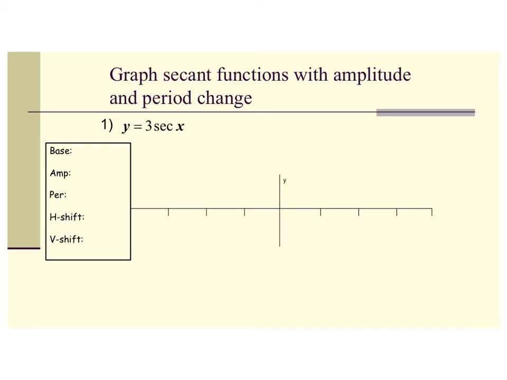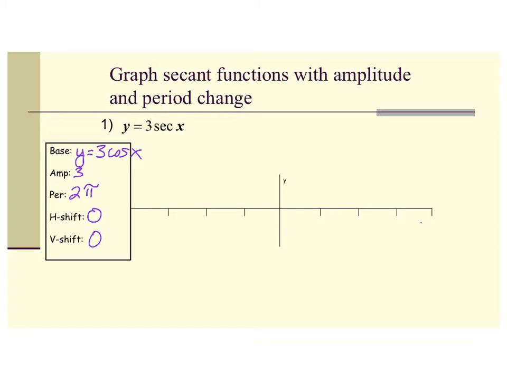All right, so graph secant functions with an amplitude and a period change. For these you need to tell me what the base function is. In this case, the base function, the secant, is cosine. That's my base function. My amplitude is 3. My period is still 2 pi. My horizontal shift is 0 and my vertical shift is 0. Now, I'm going to plot this out. We're first going to draw in the cosine.